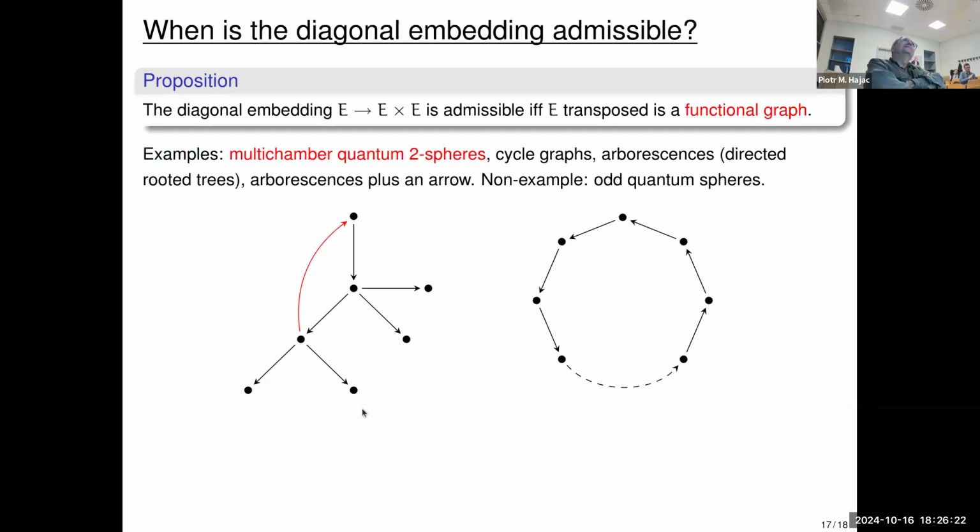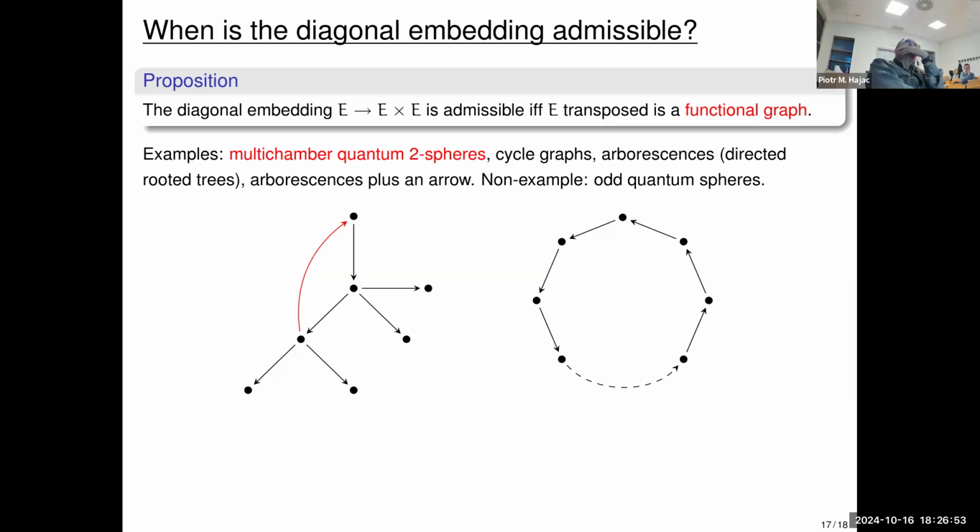Okay. So, second question: when is the diagonal embedding admissible? You can prove that it is admissible if and only if the graph E transposed becomes a functional graph. It means that in E, each vertex receives at most one edge, so either 0 or 1. What are examples of this kind of graphs? Multi-pullback quantum two-spheres are examples. What do you mean by transposed? The transposed of a graph means that source and range are swapped, so the opposite graph.